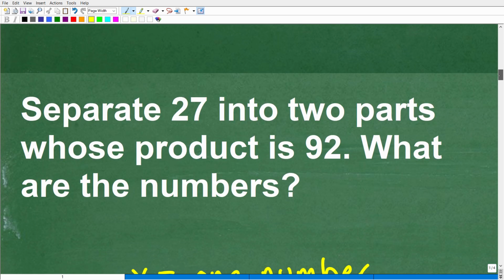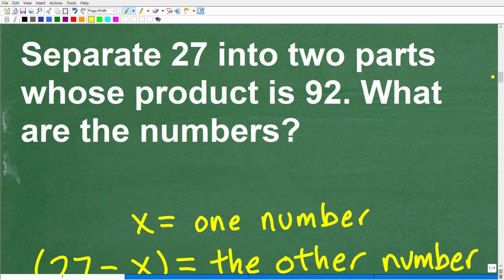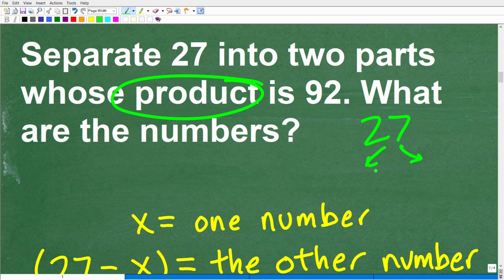And for those of you that don't like algebra, just remember algebra is a tool, and there's no reason to be afraid of it. But obviously, you need to know the skills involved in algebra to solve algebra word problems. But let's go ahead and take a look at this problem this way. All right, so we don't have any multiple choice options, and here again is our problem. We want to separate 27 into two parts whose product is 92. So we understand what product is, and we're thinking, all right, we have 27. We're going to create two numbers. So we're going to have some number here.